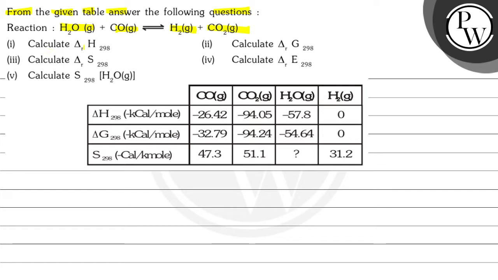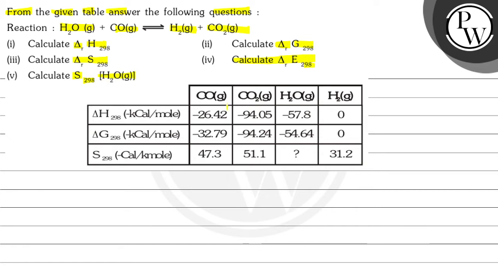Here we have to calculate the change in enthalpy of reaction at 298 Kelvin, the change in Gibbs free energy for this reaction at 298 Kelvin, the change in entropy of the reaction at 298 Kelvin, and the change in internal energy of reaction at 298 Kelvin. Also calculate the value of entropy of H2O gaseous at 298 Kelvin.